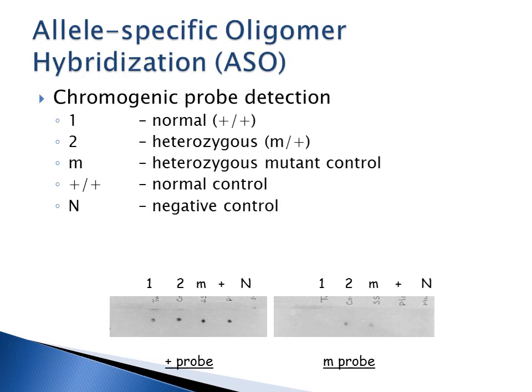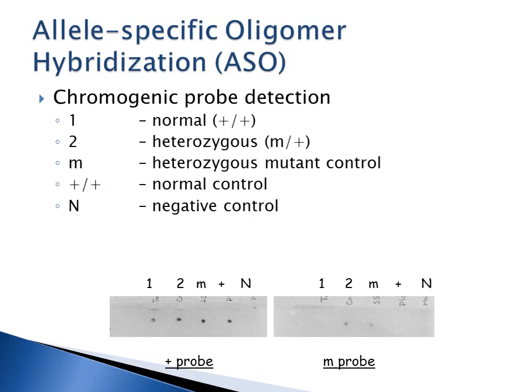In your first lane, you have a normal sample, so you're only going to see your dot light up when you have your normal probe and not your mutant probe. Number 2 is a heterozygous, so you're going to expect to see the sample light up in both the normal probe and the mutant probe. M is heterozygous mutant control. Again, you're going to expect to see it light up in both the normal probe and the mutant probe.